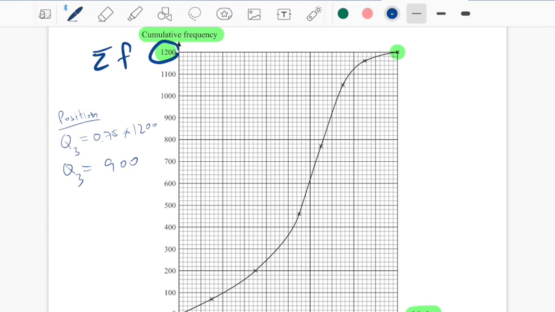And how do we find the position of Q1? 0.25 times 1,200. This is 300. So now here, this is my 300, you can see. There you go, right? So what was the value of the score? You can read from here. This is the mark. So this is Q1.